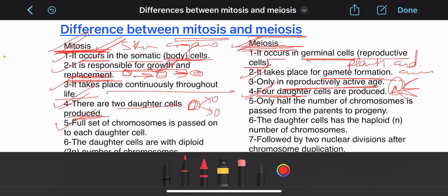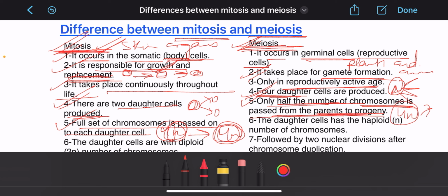Now, the fifth difference is that the full set of chromosomes is passed on to each daughter cell. That means if 4n chromosomes are there, it will pass on 4n chromosomes to the daughter cells. From the parent to offspring, the same number of chromosomes is going to be passed in the case of mitosis, but not in the case of meiosis. Only half the number of chromosomes is going to be passed on from the parents to progeny. For example, if 4n chromosomes are there, only 2n will pass into the progeny.